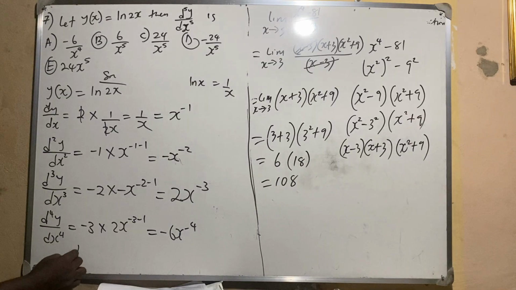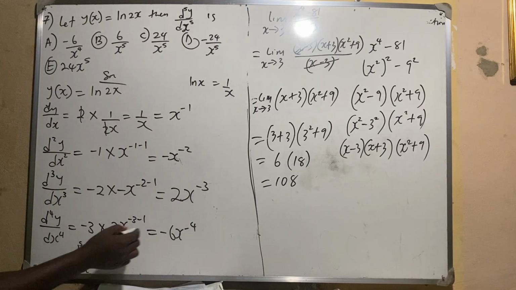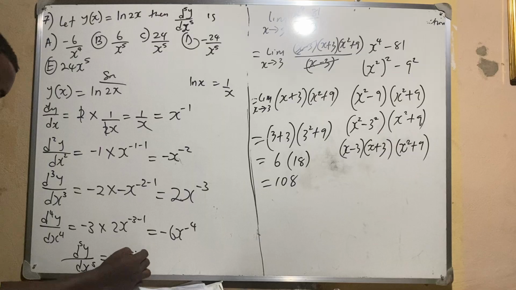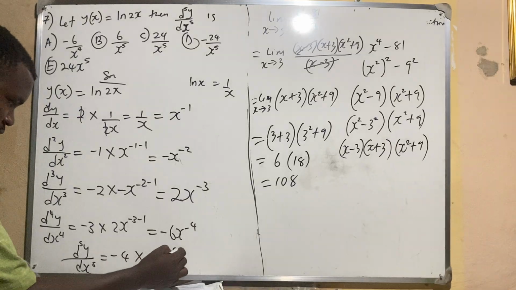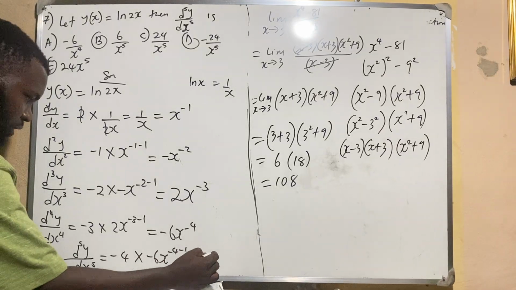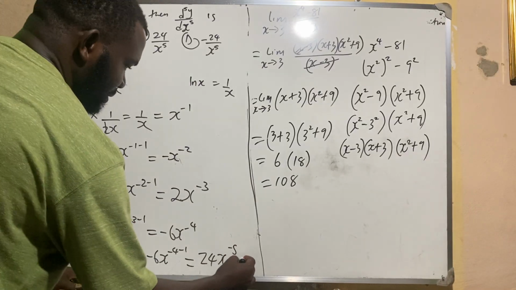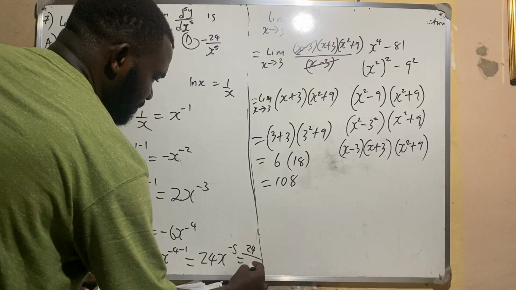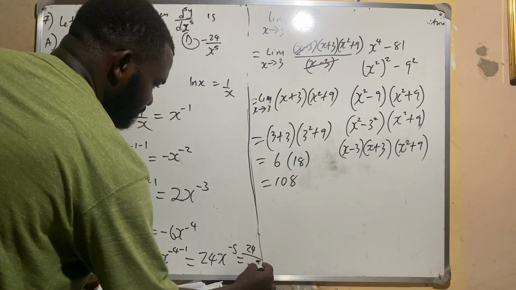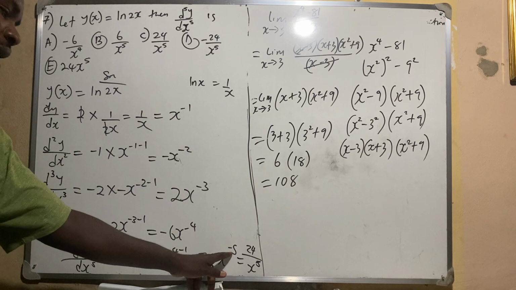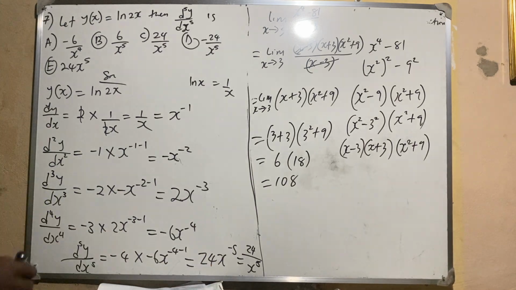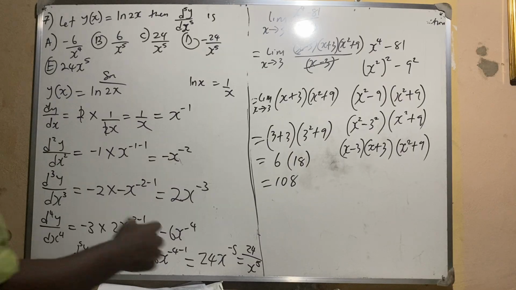So finally, the last one, the d⁵y over dx⁵, which is what? Multiply by the power, minus 4 times minus 6x raised power minus 4 minus 1, which will give you 24x raised power minus 5. And 24x raised power minus 5 is then saying 24 over x raised power 5. Okay, because in indices, to remove the minus, the x will come down. So the answer is C. Option C is very, very correct.